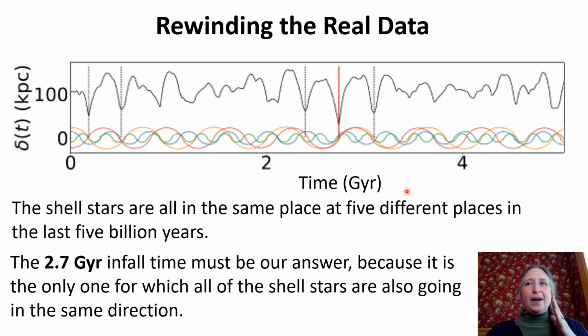But we also want all of the stars in the shells to have been going all in the same direction. And there's only one of these that they're all going the same direction, this red one at about 2.7 billion years. And so that leads us to believe that this dwarf galaxy fell through the galactic center 2.7 billion years ago, and the stars have been going back and forth through the center and making these shells for that past 2.7 billion years.